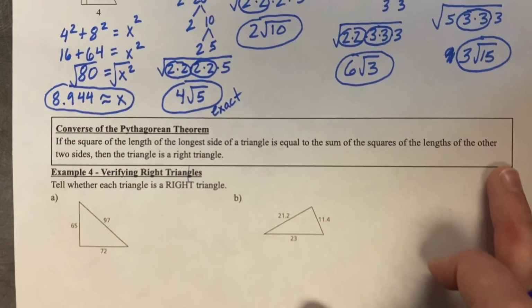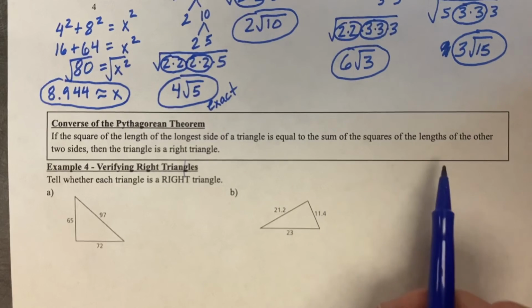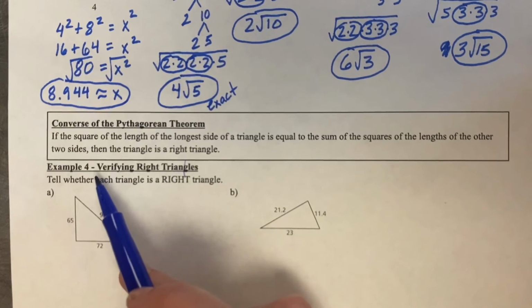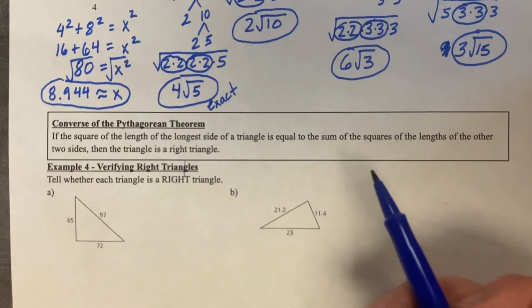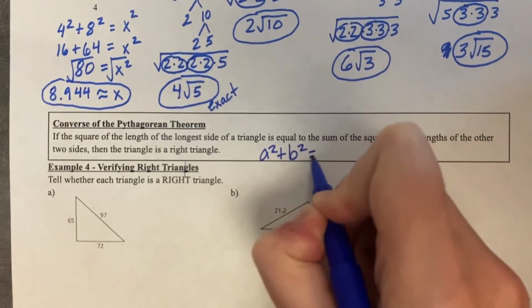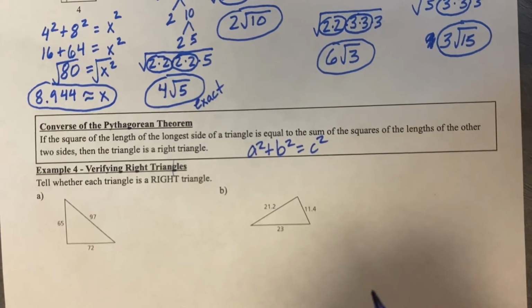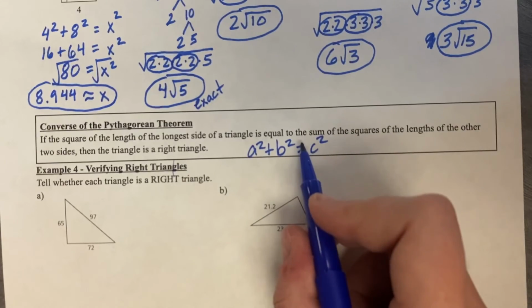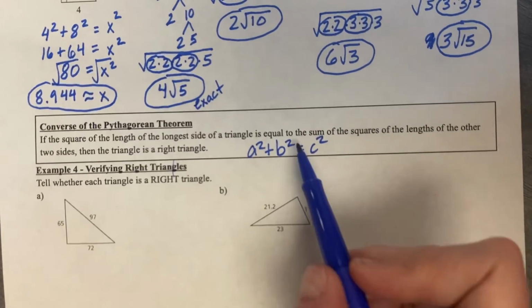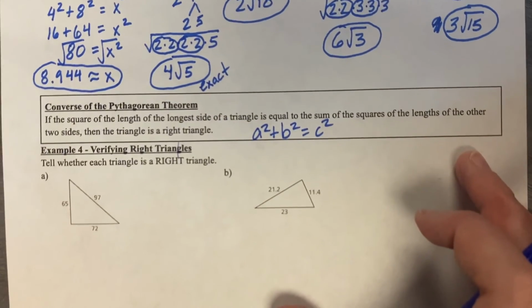All right, the last part is the converse of the Pythagorean theorem. If the square of the length of the long side of a triangle is equal to the sum of the squares of the lengths of the other two sides, then it's right. So what they're saying is that if it satisfies a squared plus b squared equals c squared as a Pythagorean triple, then it is a right triangle. But if it does not satisfy this equation, if it's not equal to, then it is not a right triangle.